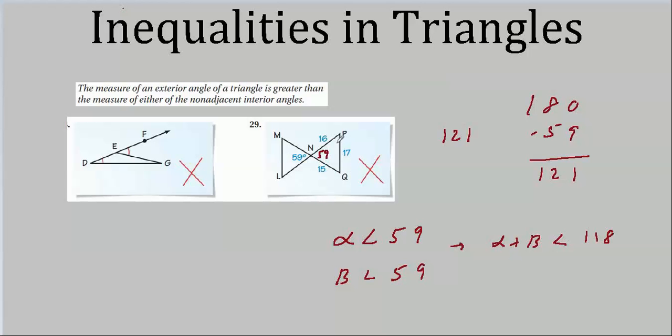We laid out an equation which follows directly from the assumption that this is correct, and our equation leads to a contradiction, which means this must be wrong. This cannot be the largest side, because at least one of these angles has to be greater than 59. And this was an example of proving this was incorrect by assuming it was correct and leading to a contradiction.